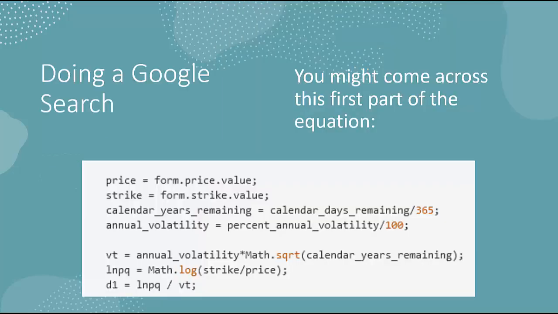If you do a simple Google search, you might come across the first part of the equation where it talks about the price of the stock, the strike price, calendar years remaining, and then showing an annual volatility, the volatility of the stock or historical volatility used in that probability calculation to determine the likelihood that the stock will be trading above or remain below a strike price at expiration.